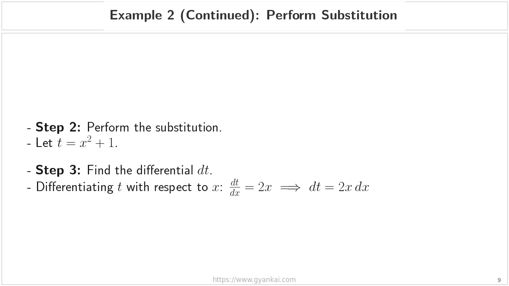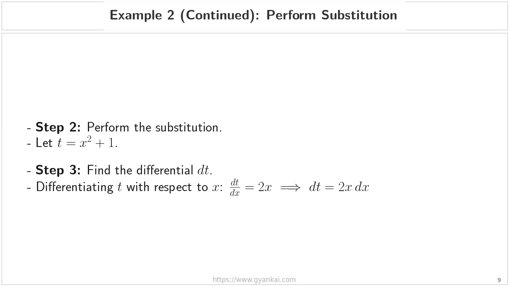Next, in step 3, we need to find the differential dt. Now, what does that mean? Well, think of dt as an infinitesimally small change in t. To find it, we need to differentiate t with respect to x. So, we find the derivative of t with respect to x. If we differentiate t equals x squared plus 1 with respect to x, we get 2x. That's because the derivative of x squared is 2x, and the derivative of a constant, 1, is 0.